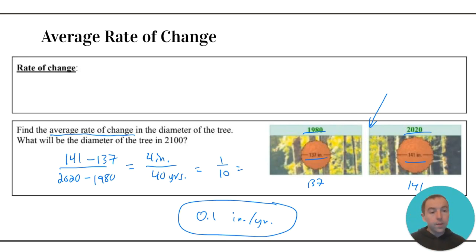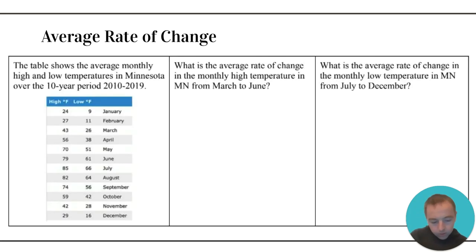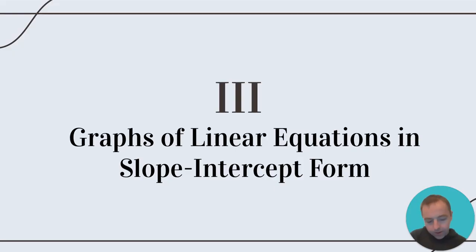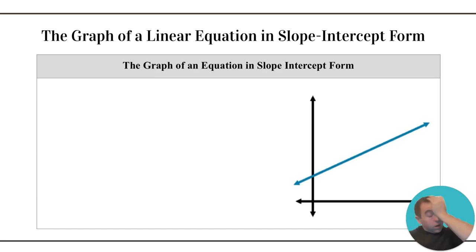Cool. Then I'm going to skip over a little bit more stuff here so that we can get to graphs of lines in slope-intercept form, okay? So slope-intercept form is something that you should be familiar with because it's just y equals mx plus b. And this is actually getting to the equation of a line.